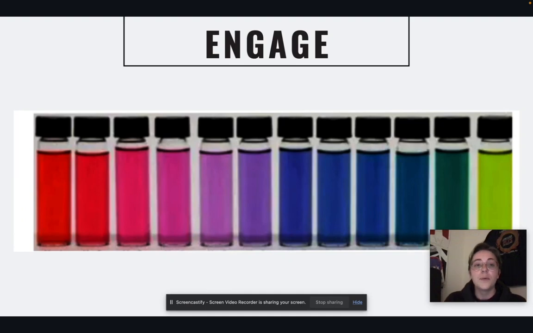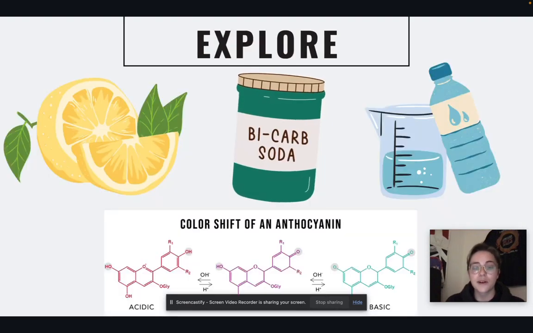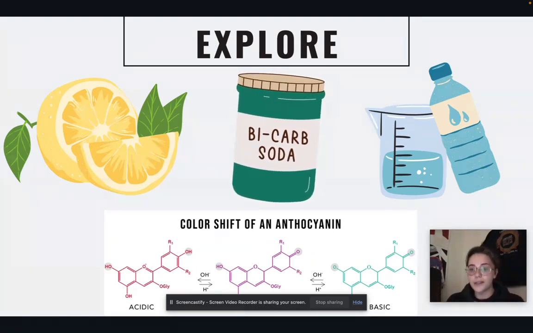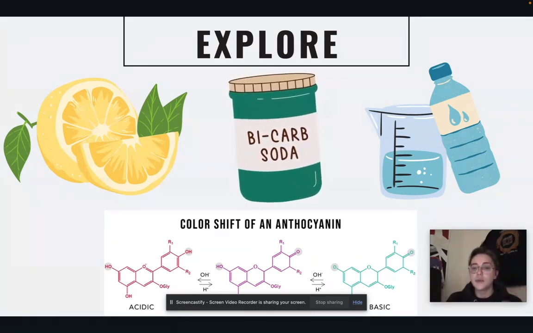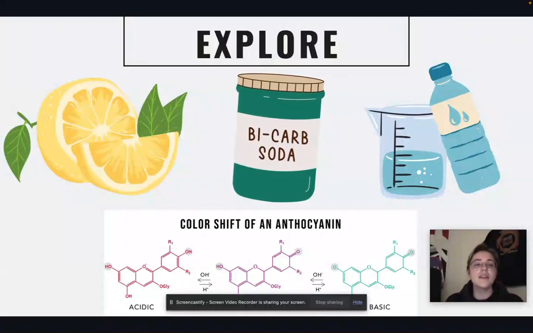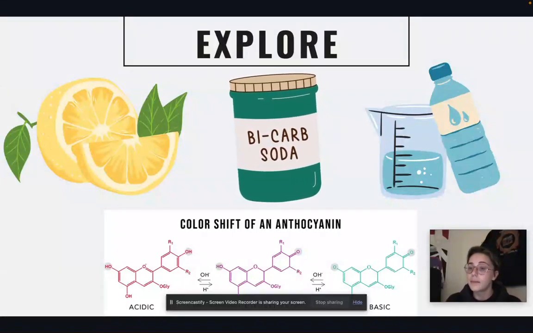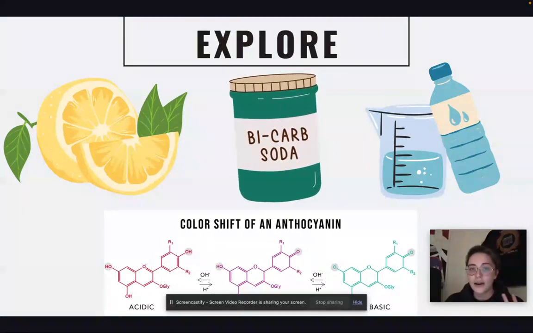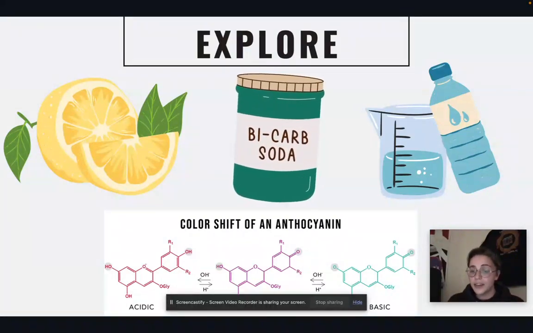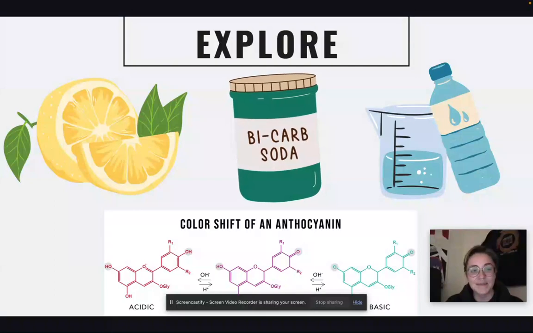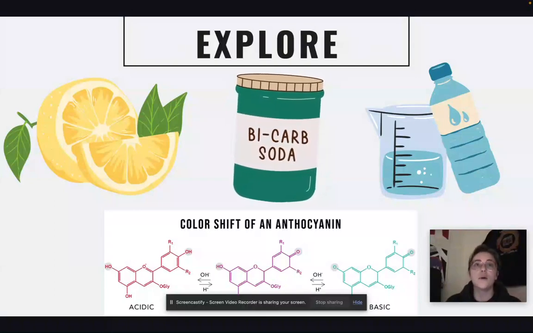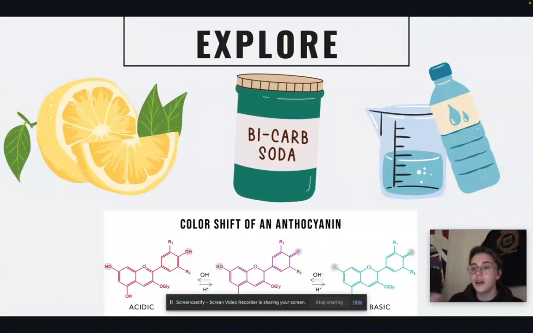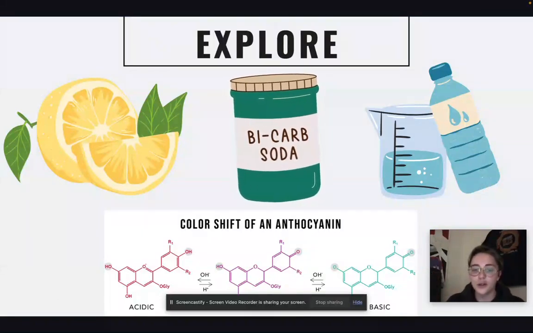Now, we'll begin with our explore phase of this. So you have three possible options to test with the anthocyanin. The anthocyanin can react with lemon juice, baking soda, or water. Now, I'll give you a hint about each of these things. Lemon juice has a very low pH, while baking soda solutions have a higher pH, and water is perfectly neutral.